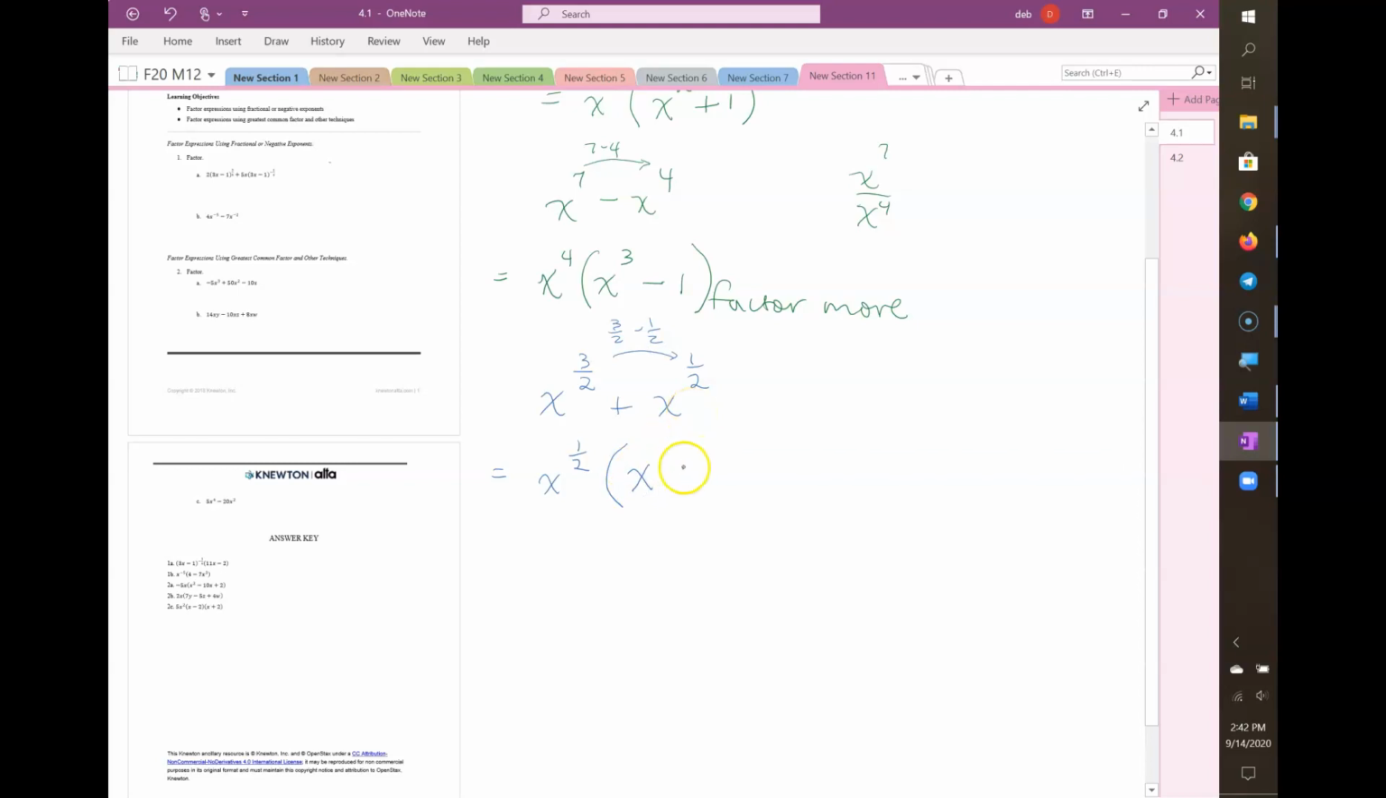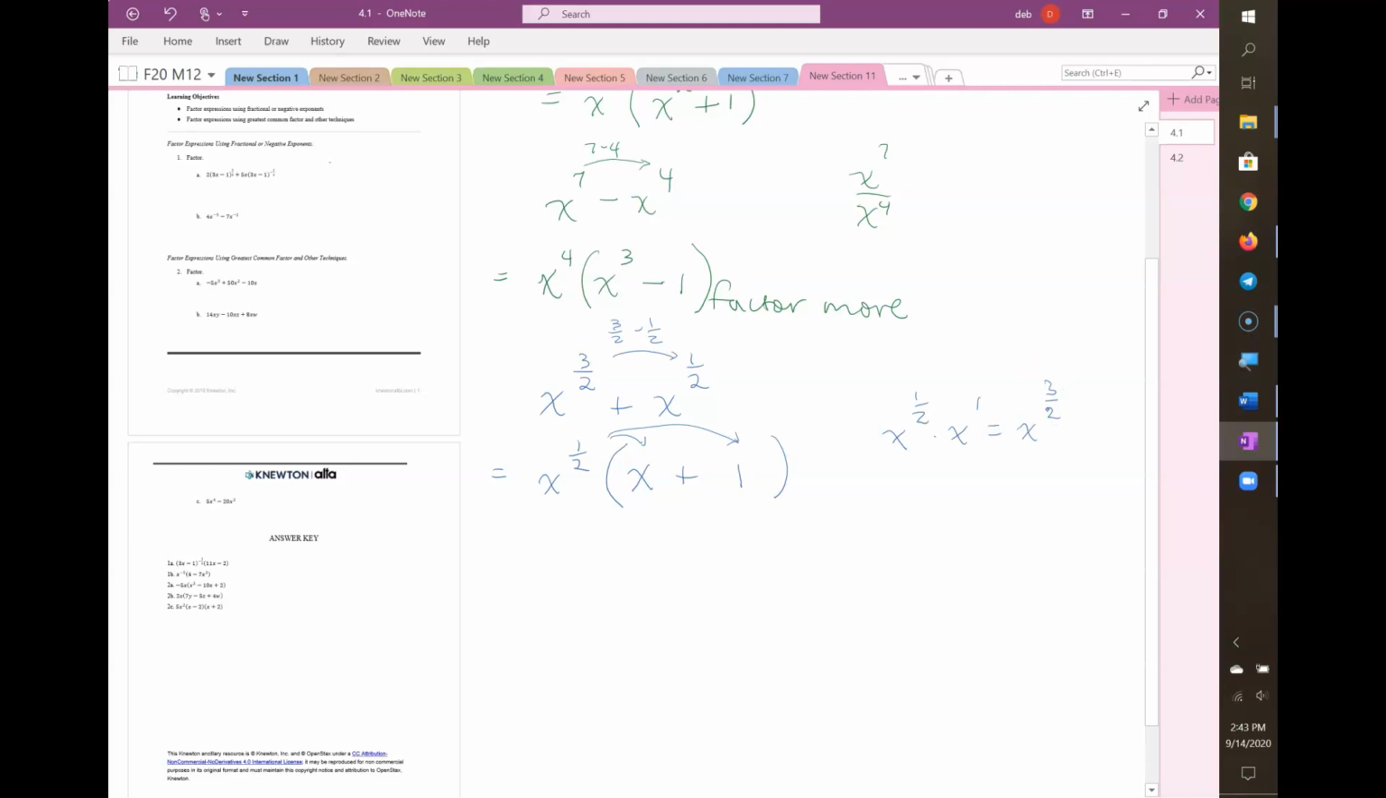plus, and if I factored out the whole term, I need a 1 for a placeholder so that when I distribute, so always check factoring by distributing, and remember that if you're multiplying x to the 1 half times x, you add the exponents.